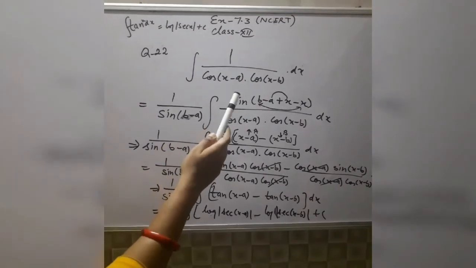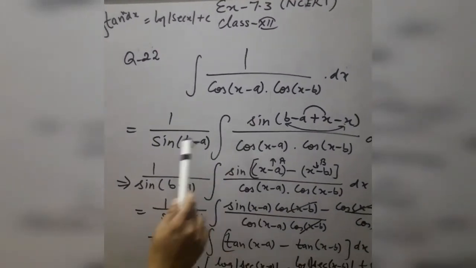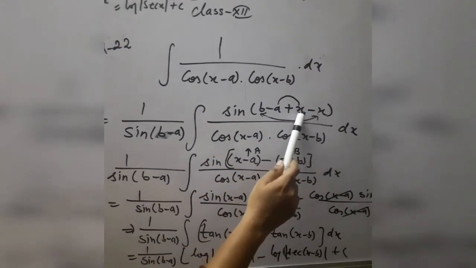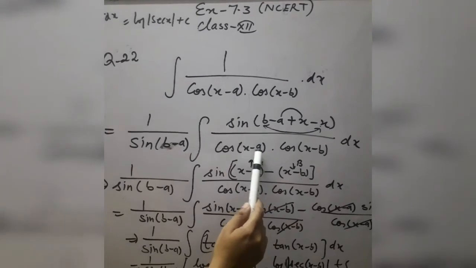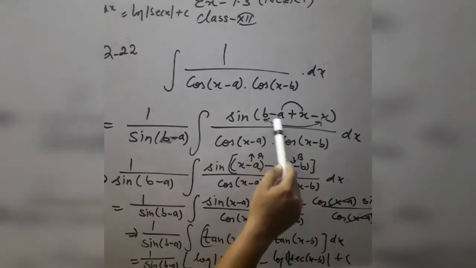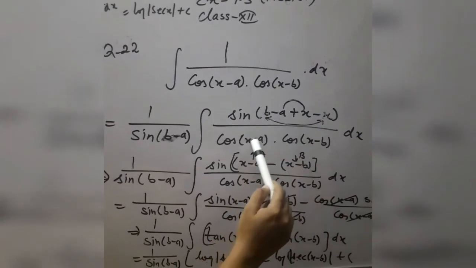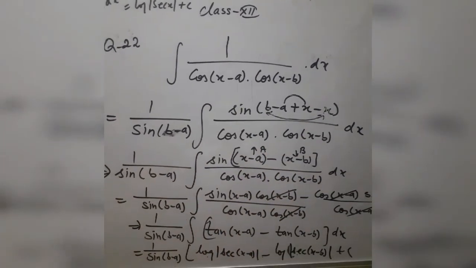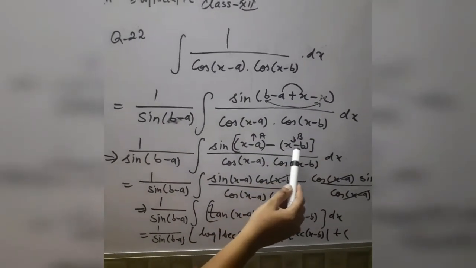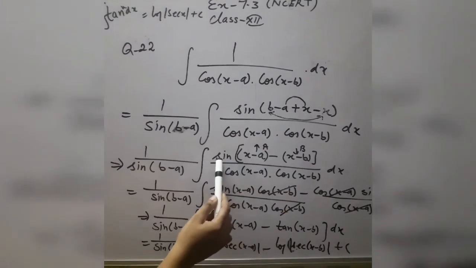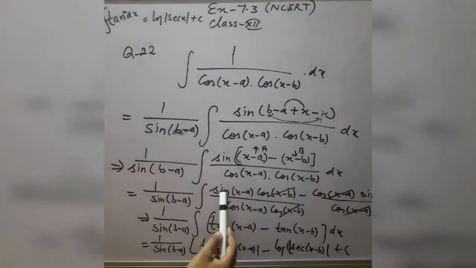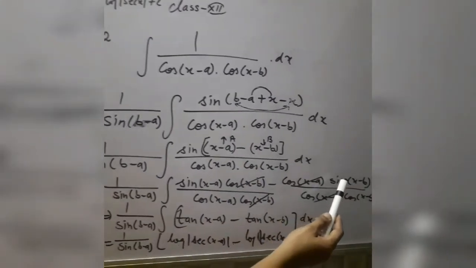Listen again very carefully. In this sum you will multiply and divide by sine b minus a. And in this b minus a, you will add and subtract x. Now here the angles are x minus a and x minus b. So you rearrange all these four terms in such a way that you get x minus a and x minus b. So these four terms can be written as x minus a minus x minus b. And since sine is written outside, you will use the formula of sin a minus b. It becomes sin a cos b minus cos a sin b.